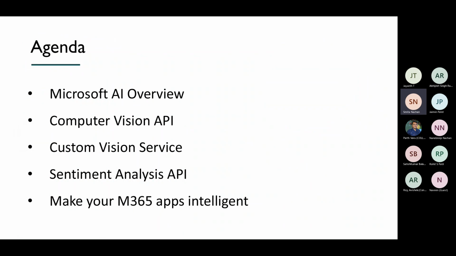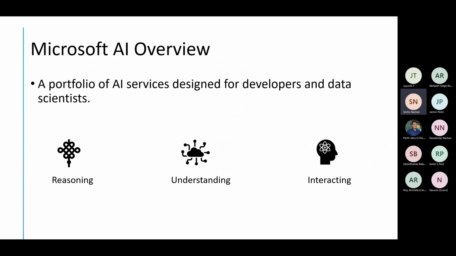So today the agenda is, firstly, we will have an overview of Microsoft Azure Cognitive Services. Then we will explore the three major services: the Computer Vision API, Custom Vision service, and Sentiment Analysis API. So it will give us the idea how we can make your Microsoft 365 apps intelligent.